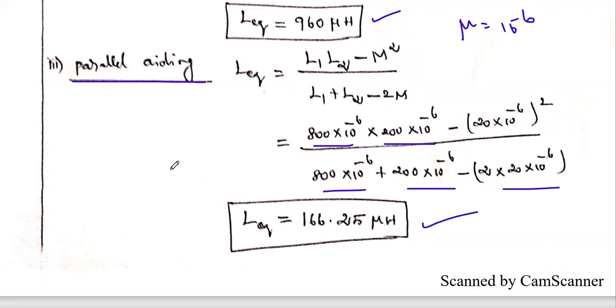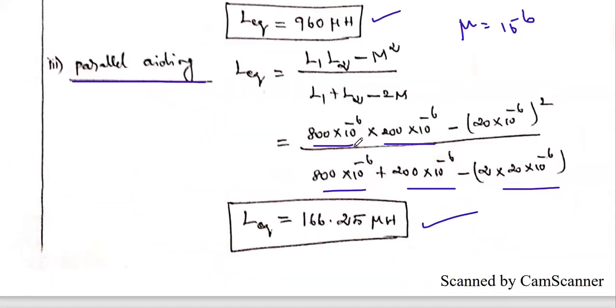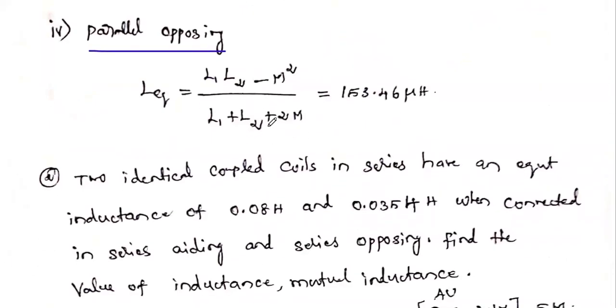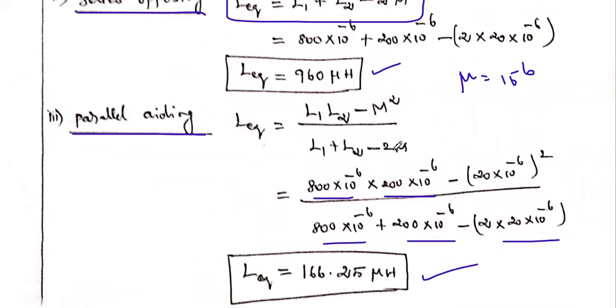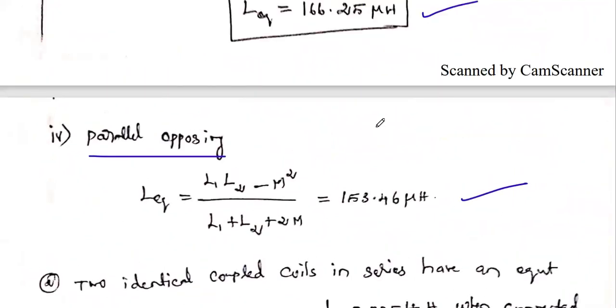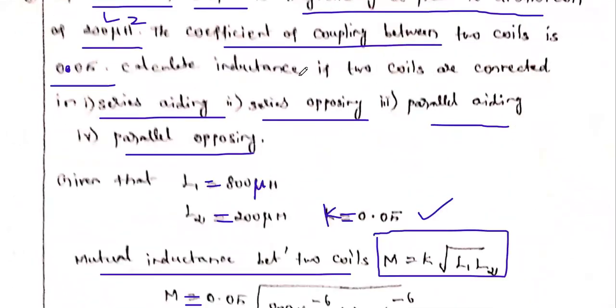Then the fourth case, parallel opposing. For parallel opposing, what is the L equivalent? L1 L2 minus M squared by L1 plus L2 plus 2M. Only the numerator remains the same as in the parallel aiding case. The denominator here is plus 2M, there minus 2M. That is the difference. If you substitute all the values, we may get 153.46 microhenry.